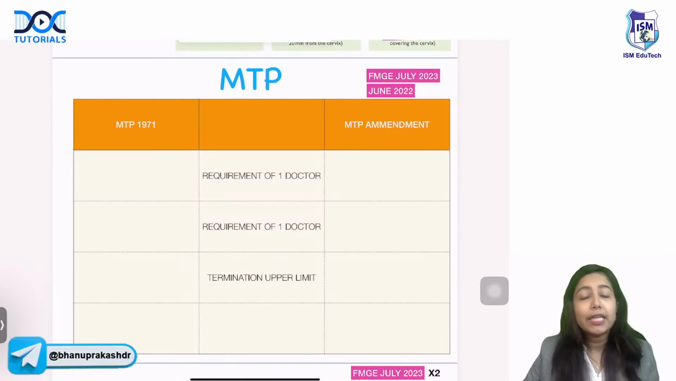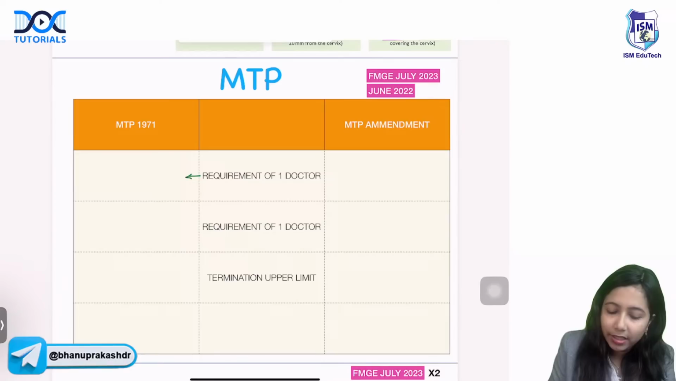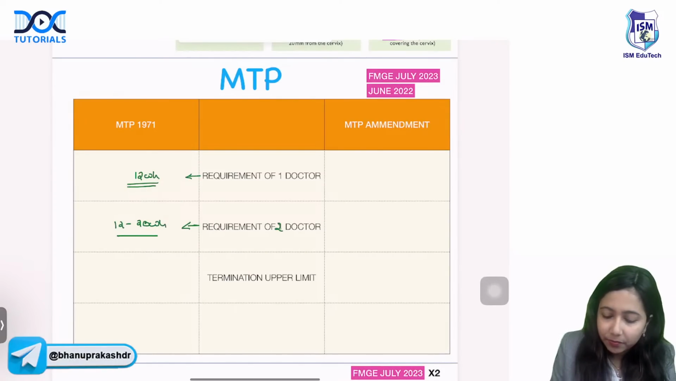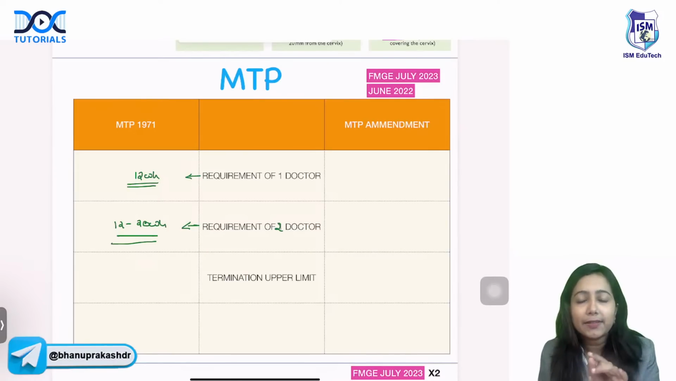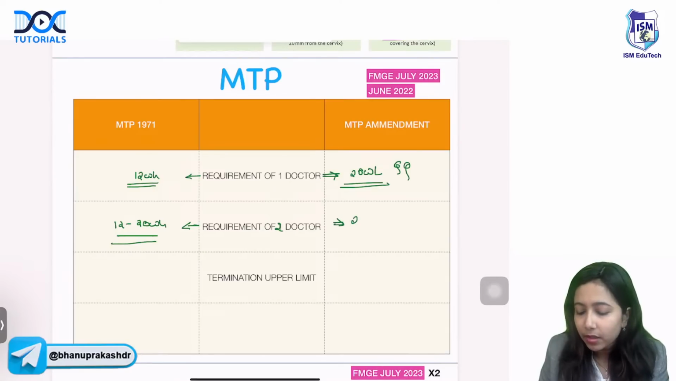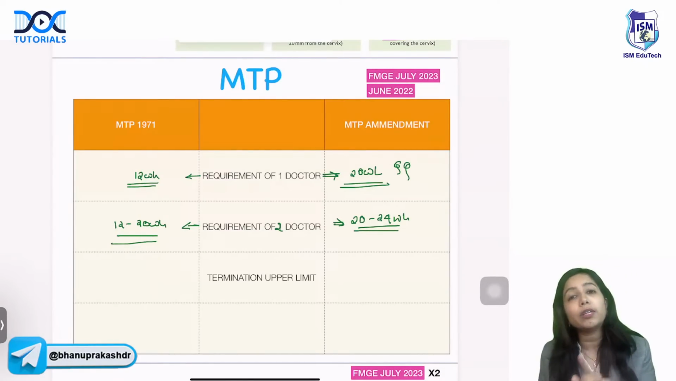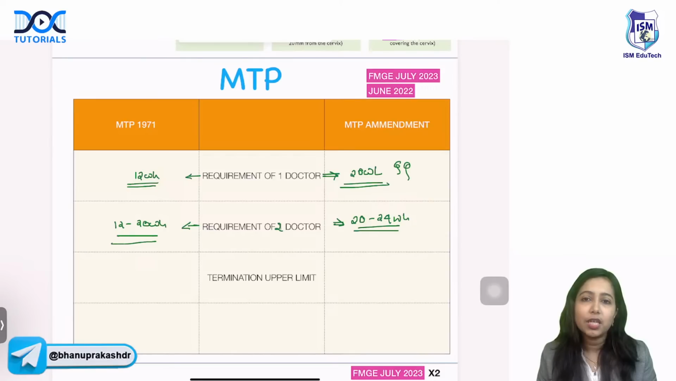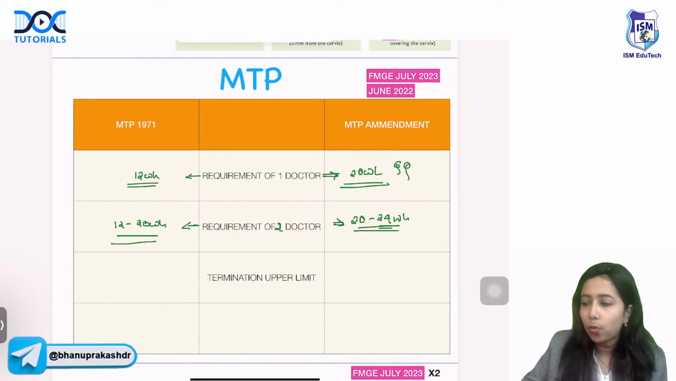So previously in MTP, there was requirement of just one medical practitioner up till 12 weeks and 2 medical practitioners from 12 to 20 weeks. But as per the amendment, as of now, we just require 1 till 20 weeks. Please note, very important. From 20 to 24 weeks, there is requirement of 2 registered medical practitioners. So the upper limit is 24 weeks.